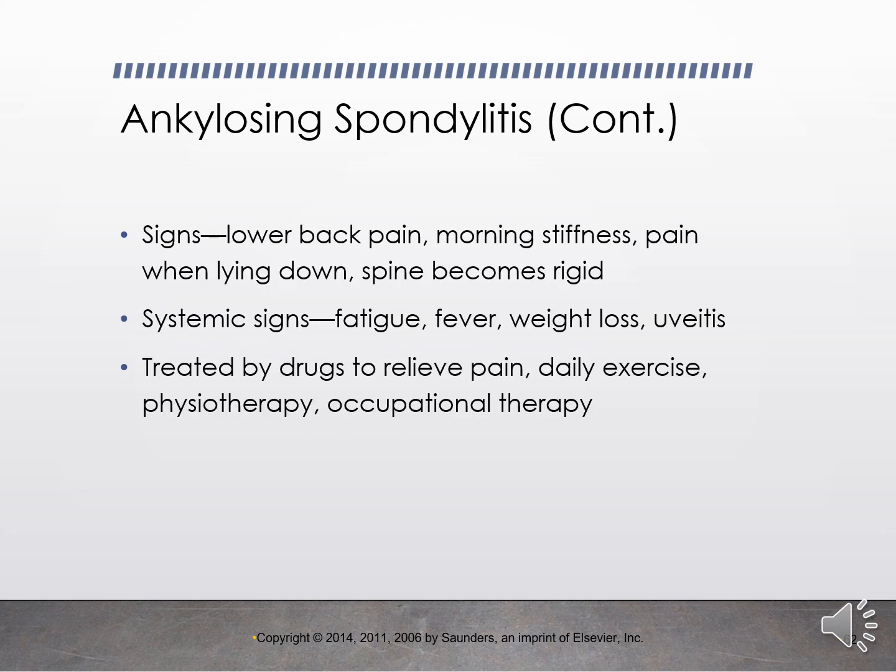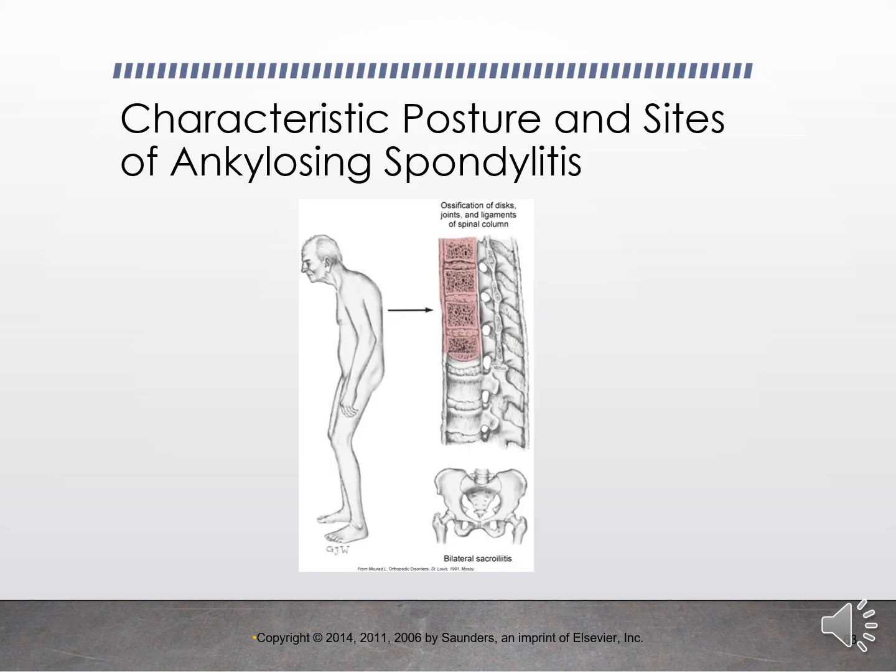Signs and symptoms: lower back pain, morning stiffness, pain when lying down, and the spine becomes rigid. Systemic signs are fatigue, fever, weight loss, and uveitis. It's treated by drugs to relieve pain, daily exercise, physical therapy, and occupational therapy. And this is a good picture of that ankylosing spondylitis. This is on page 183 in the book.